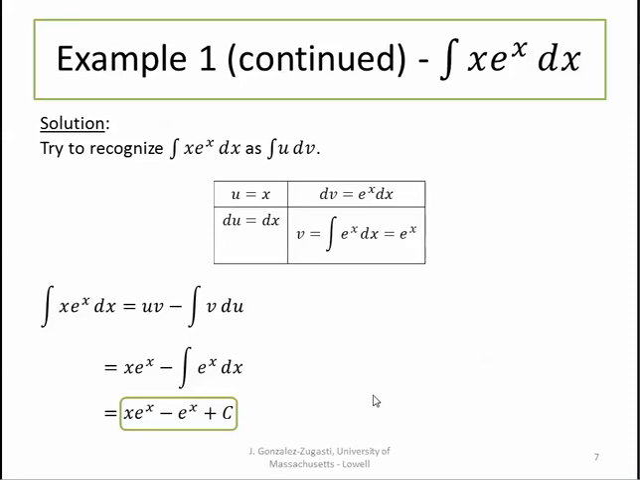All right, so before we go on, let's take a look at this example. Notice up here, when I calculated the antiderivative of dv and I got v, I didn't put down the plus c for the arbitrary constant. And the reason why we don't need to put it here is that it would have eventually canceled out somewhere along the way. So when you're doing your integration by parts, you don't need to put the plus c here with your v.